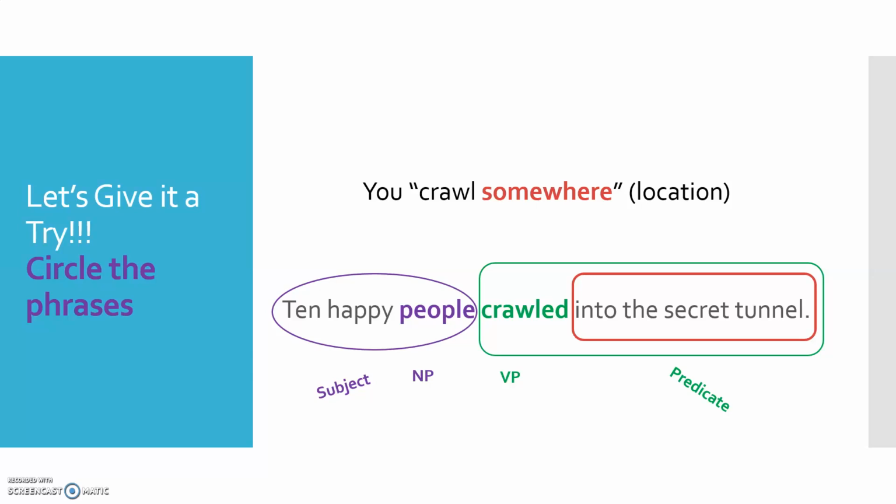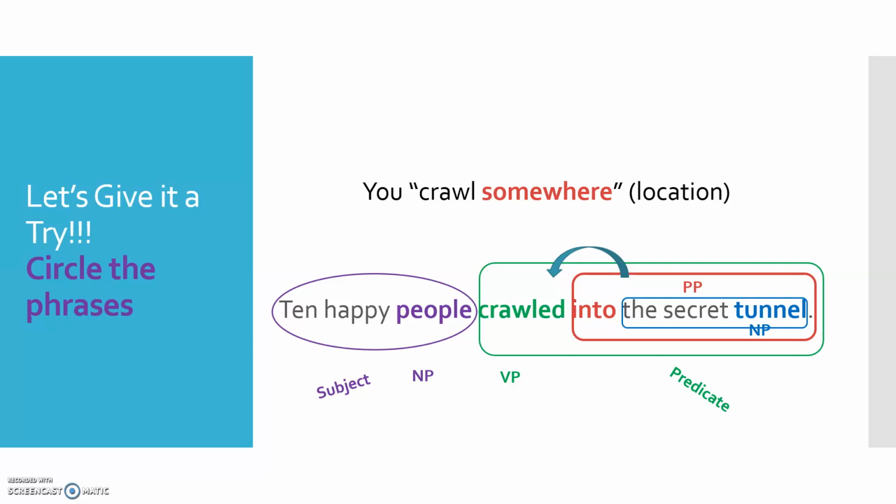So we have a location. And how do we mark locations? What kind of phrases do we use to mark locations? We use preposition phrases. So "into" is the head preposition of the preposition phrase "into the secret tunnel." And the purpose of "into the secret tunnel" is to complete our understanding of the head, "crawled." Now we know the location or the destination of their crawling.